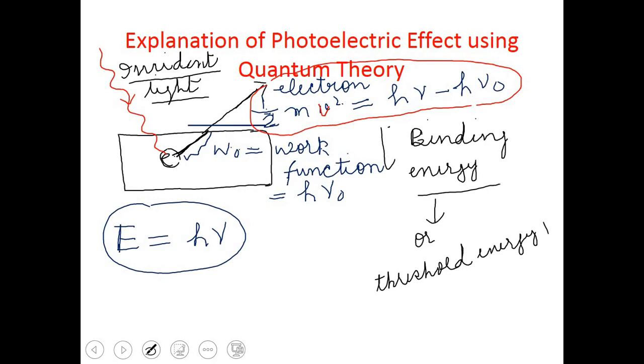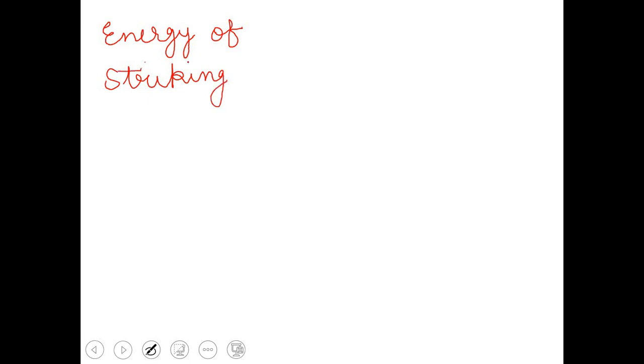What I was discussing here is, when light of a suitable frequency strikes the surface of metal, what will happen? I'm repeating my point. The beam of light is made up of small particles called photons. Each photon possesses energy represented by the equation E is equal to h nu. When a beam of light strikes the surface of metal, a part of the energy of the photon is used for removal of the electron from the metal. This energy is called the binding energy, also the work function, also the threshold energy. And the remaining energy is given to the ejected electrons in the form of kinetic energy. I'm going to derive a relationship for this. We can write here the energy of a striking photon.